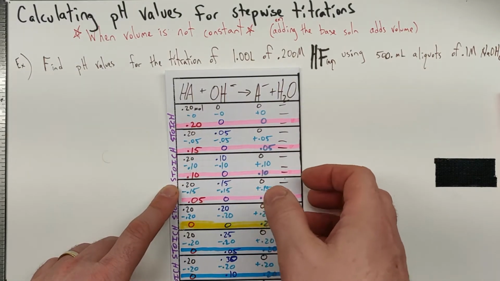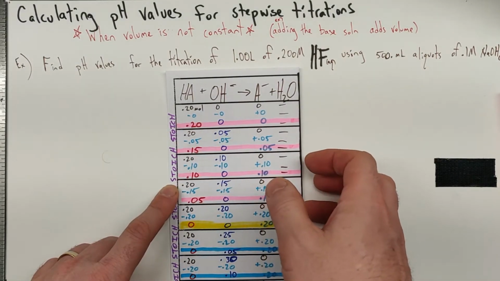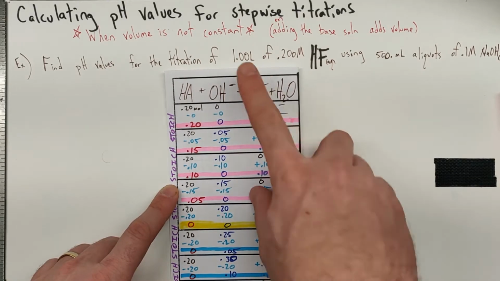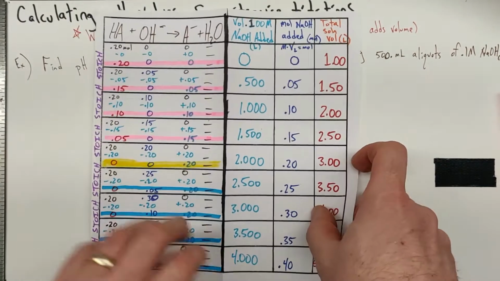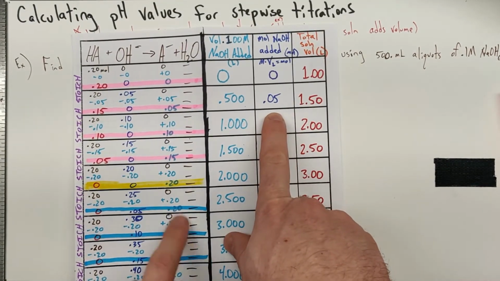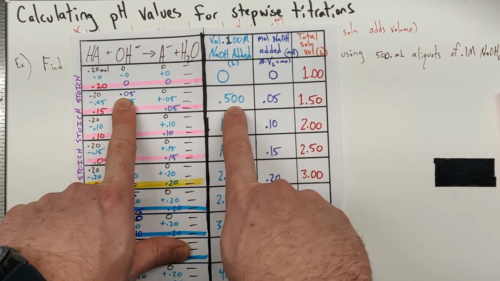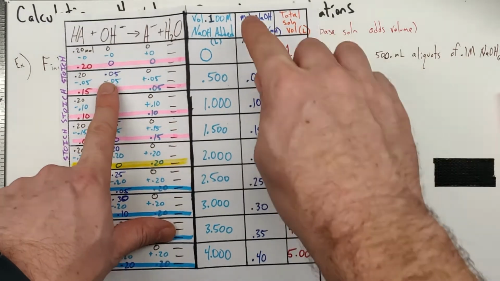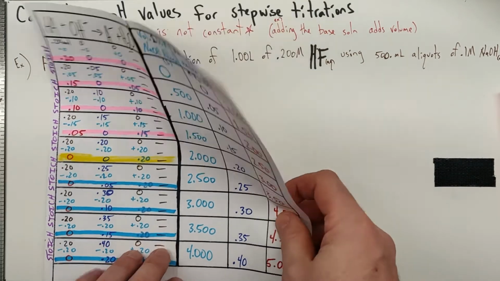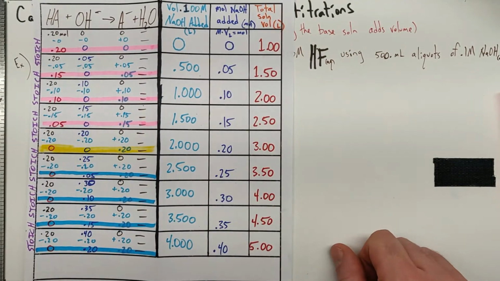The big difference, as you saw 2 videos ago, was that now the volume's changing. We start with 1 liter, and then we're adding 500 milliliters at a time. So in order to get our 0.05 mole change of our base, we need to add 500 mL of that 0.1 molar NaOH. So that is everything that was different from the constant volume to the not constant volume. And now we need to see how the calculations change.